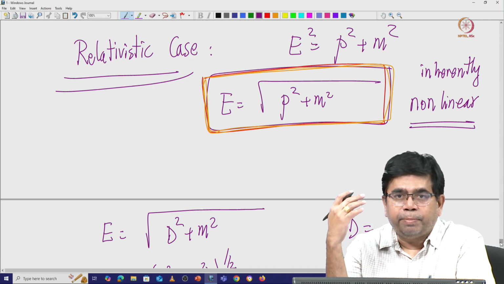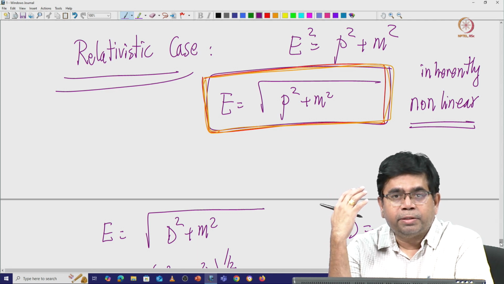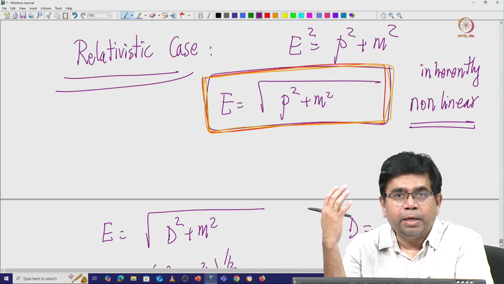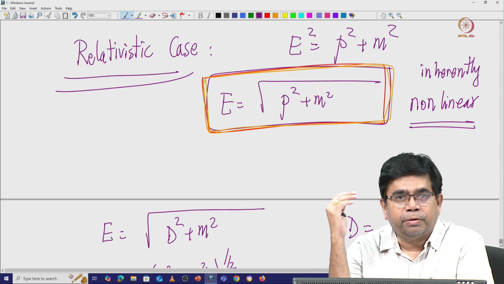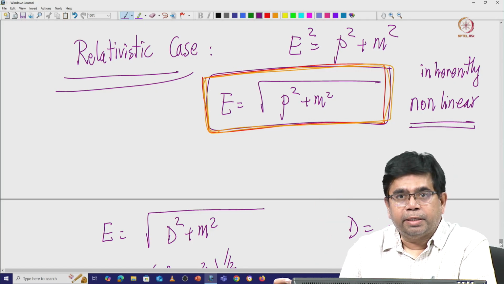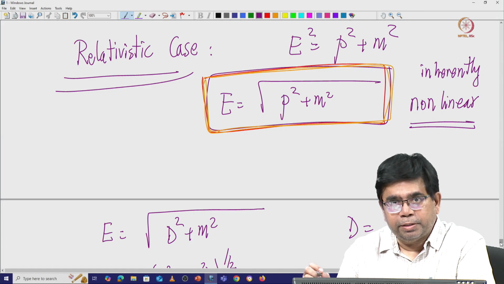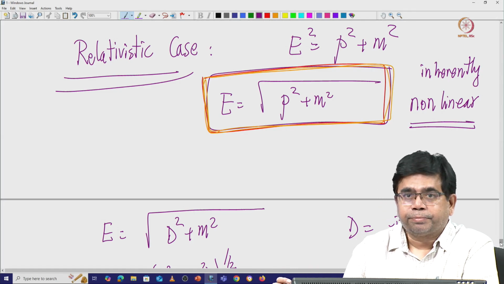In the initial part of the course, when we revised quantum mechanics, we did not set h cross and c equal to 1 explicitly, but now in the relativistic case we will set h cross and c equal to 1. Given that, we realize that the relativistic energy-momentum relation is always quadratic. So E square is equal to P square plus M square.